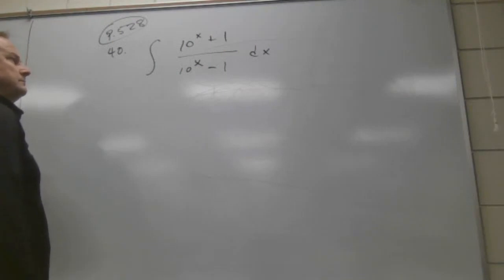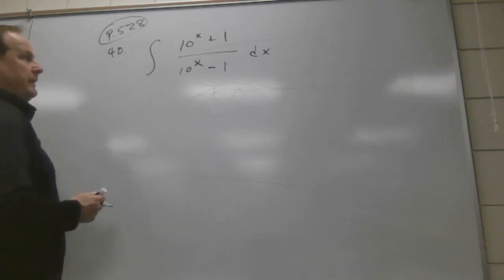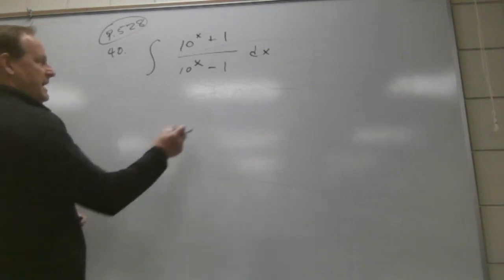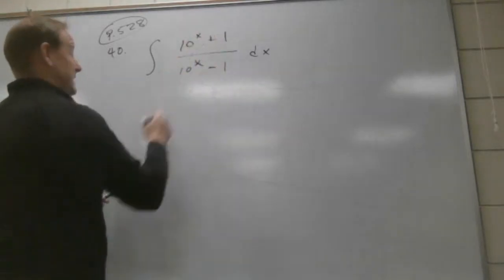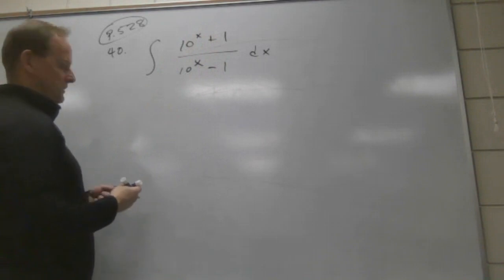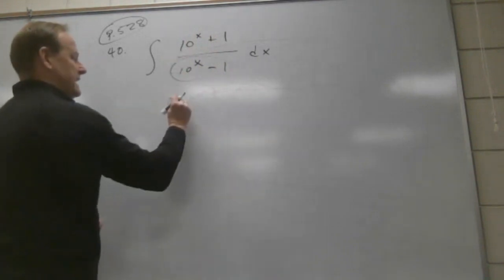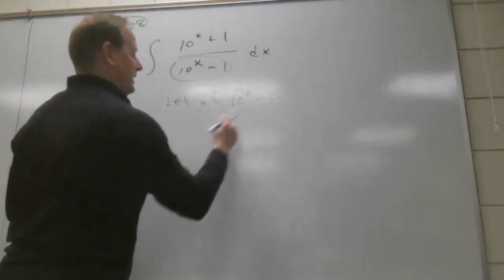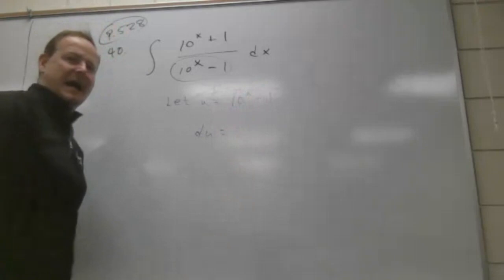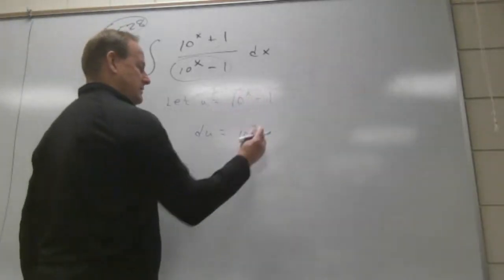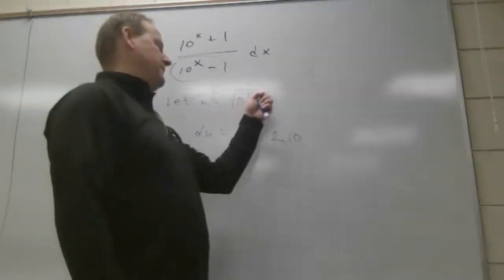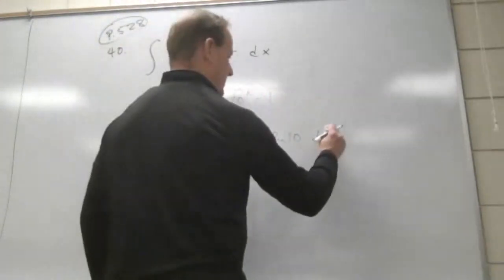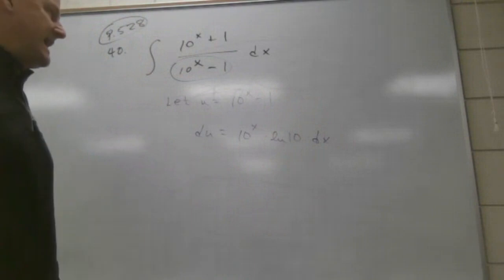Well, I don't know. I mean, we could try some different stuff. I don't see perfect square stuff going on. This is like a plus 1 over a minus 1. We could try substitution. If we let u equal 10 to the x power minus 1, then what would du equal? The derivative of a to the x power is a to the x power times the natural log of a, so here 10 to the x times the natural log of 10, right? And then the derivative of minus 1 is 0, right? So this would just be 10 to the x, natural log of 10 dx.